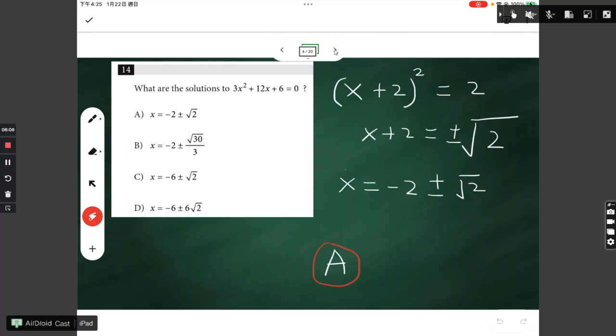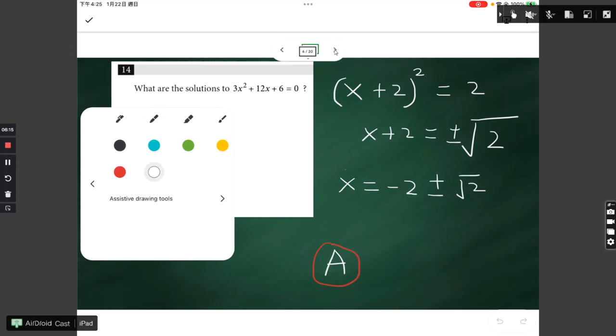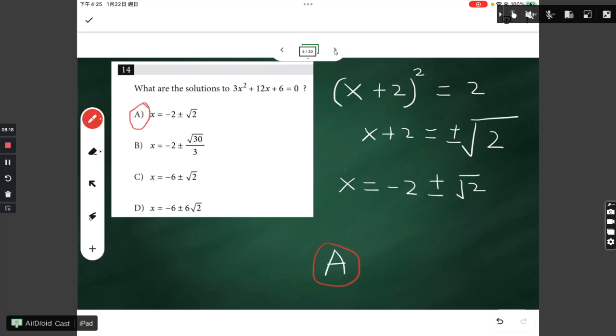Right? And which choice is that? Which is choice A right here? Choice A. Okay, very nice.